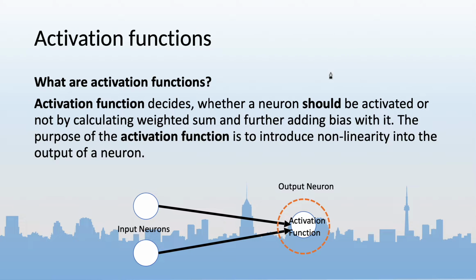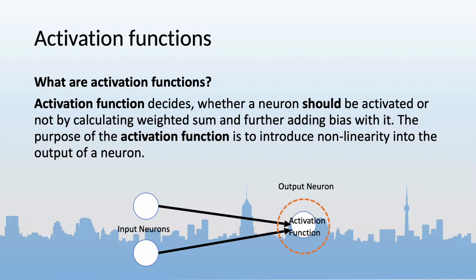So what is an activation function? Actually, an activation function will decide whether a neuron should be activated or not by calculating the sum and further adding bias with it. The purpose of this activation function is to introduce non-linearity into the output of the neuron.